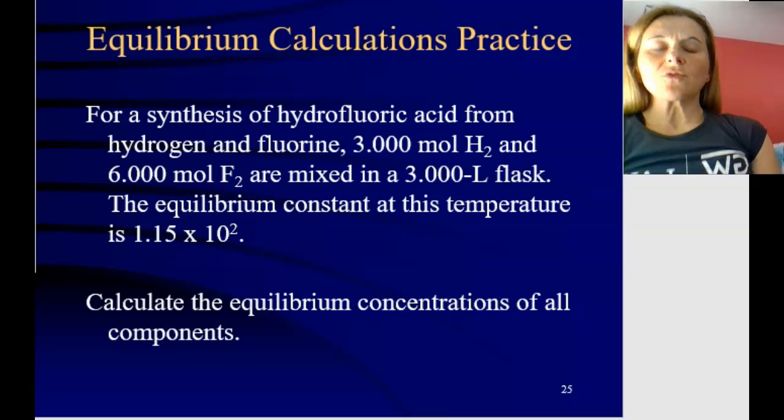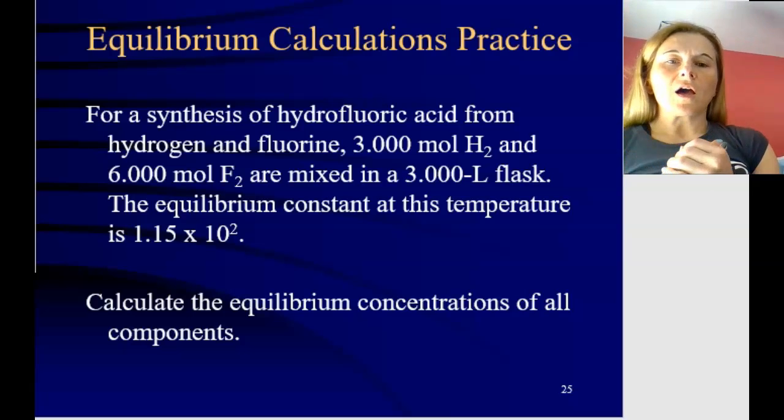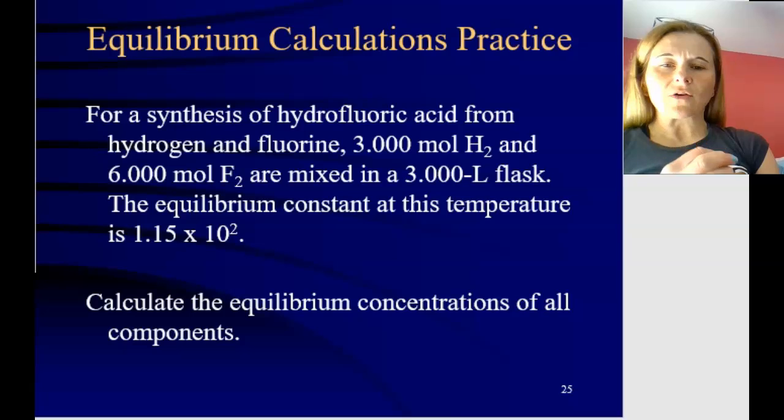Hi guys, so this is some additional equilibrium constant practice. So let's take a look at this problem. For a synthesis of hydrofluoric acid from hydrogen and fluorine, we need 3 moles of hydrogen gas and 6 moles of fluorine gas mixed in a 3-liter flask. The equilibrium constant at this temperature is 1.15 times 10 to the 2. Calculate the equilibrium concentration of all the components.